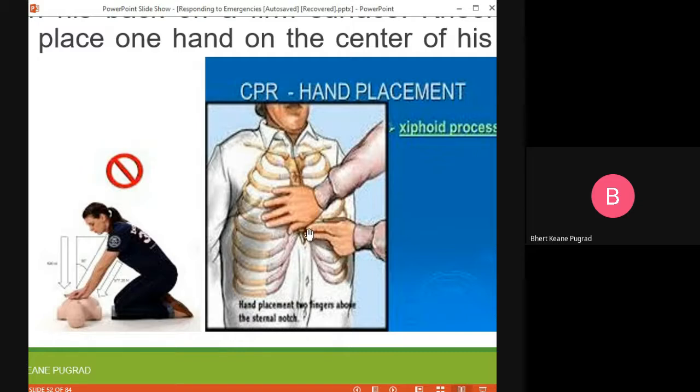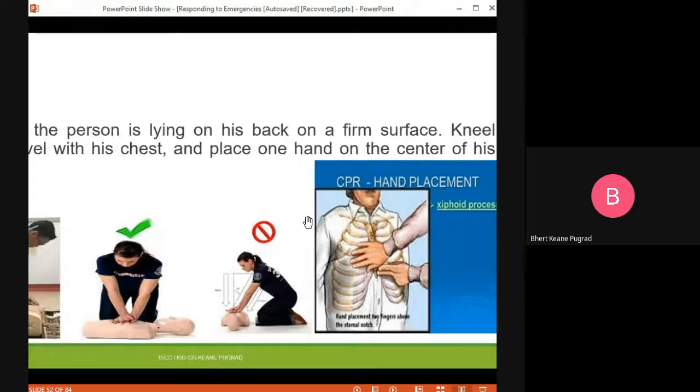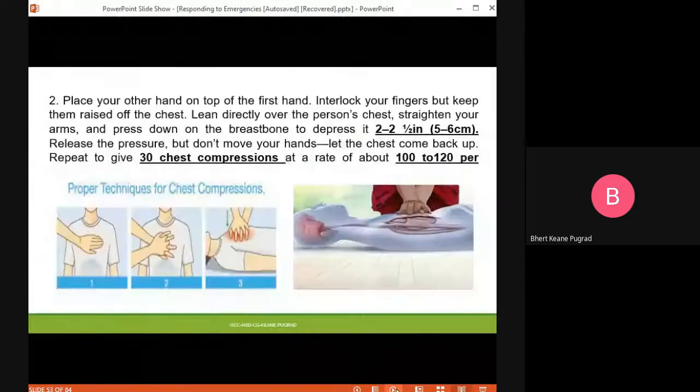The problem here is kapag yung xiphoid ang ating landmark and you place the heel of your hand on the xiphoid process, baka ma-break yung xiphoid process. Magkaroon siya ng rib fracture at baka ma-puncture or matusok yung lungs. Okay, the problem there is nagkaroon na ng bleeding, pumapasok pa ang hangin sa lungs. So hindi effective ang pag-deliver natin ng CPR and another problem would arise.